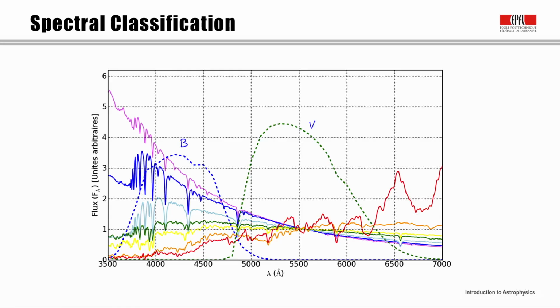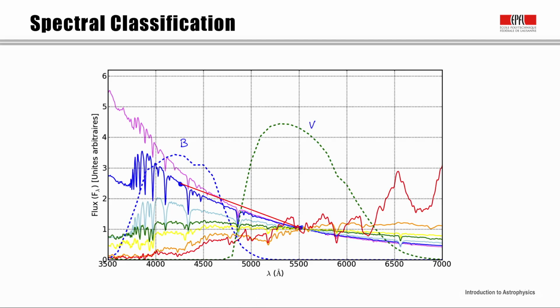How do we measure the slope of a spectrum? We have already seen this. I take this star with the blue spectrum as an example. If I measure the flux at the center of the B filter bandwidth and the flux at the center of the V filter bandwidth, I can measure the slope of the spectrum thanks to these two values. We have then some slope, which is blue since there is more flux in the blue than in the red domain.